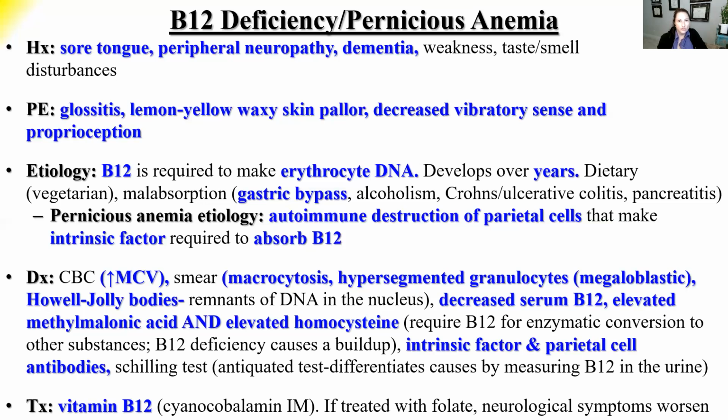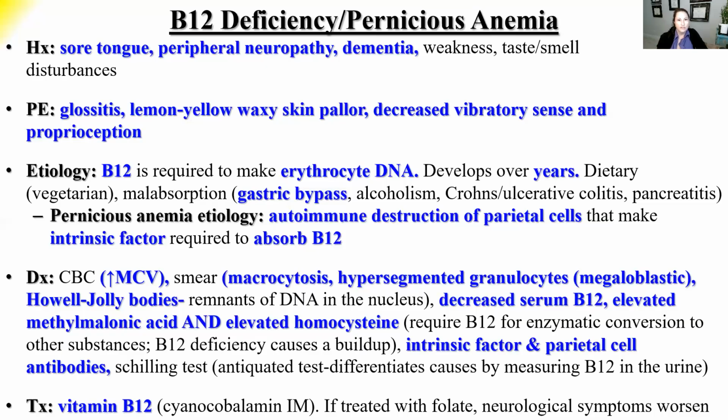You may also have intrinsic factor and parietal cell antibodies if you have pernicious anemia. That's a lab that you can order. The Schilling test, I'm only going to mention this. I don't even think this is on the boards anymore. It's a pretty antiquated test. It differentiates the cause of B12 deficiency by measuring B12 in the urine. We don't really use that anymore because we have much better testing now.